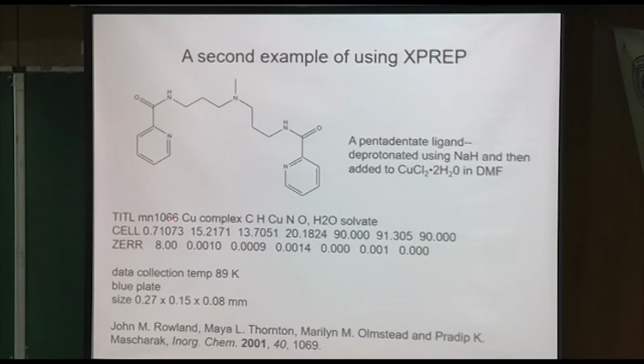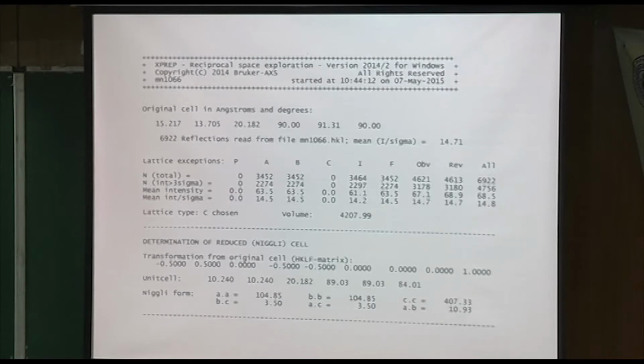So XPrep gave this unit cell. This one is monoclinic. You can see because beta is not 90. This was, again, also at 89 K. Blue plate, there's the size in millimeters. That isn't in the file, but that was just from my notebook. Okay, so XPrep. In this case, you see here under the C, there's all zeros. So this is C-centered. It's a C lattice.